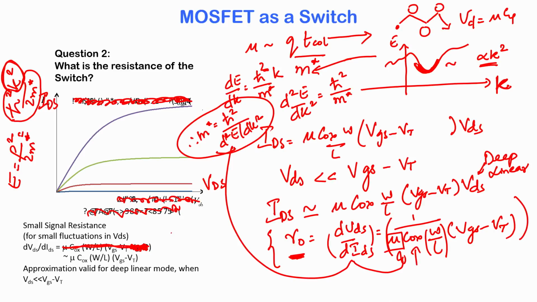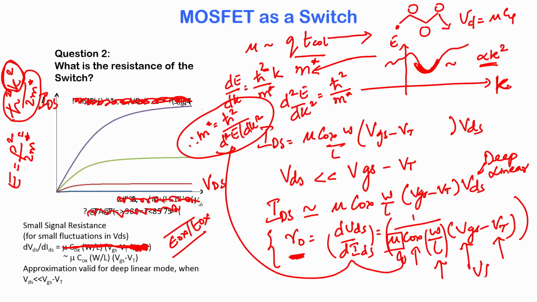Cox is nothing but the gate capacitance, the insulator capacitance per unit area of your MOSFET, and that is nothing but epsilon ox by Tox. It depends on the thickness of the oxide. Aspect ratio is the geometry with which you have designed the MOSFET. VGS is the applied gate to source voltage, and what is VT? VT is the threshold voltage.